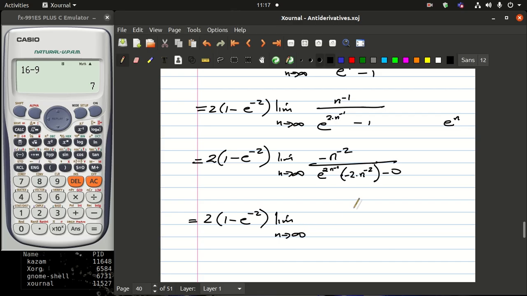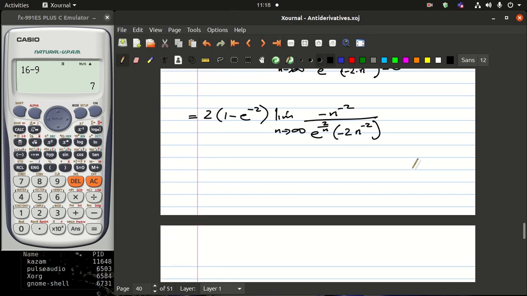n approaches infinity of minus n squared divided by e raised to a 2 divided by n, because we have a minus, so it's in the denominator. And then times minus 2 times n minus a 2. And then, of course, we can leave that. I have minus here, this minus n squared, and that one is gone. n raised to minus 2 and n minus 2. So these two cancel out. This negative and that negative, they cancel out. And we are left now with the 2, 1 minus e raised to minus a 2.